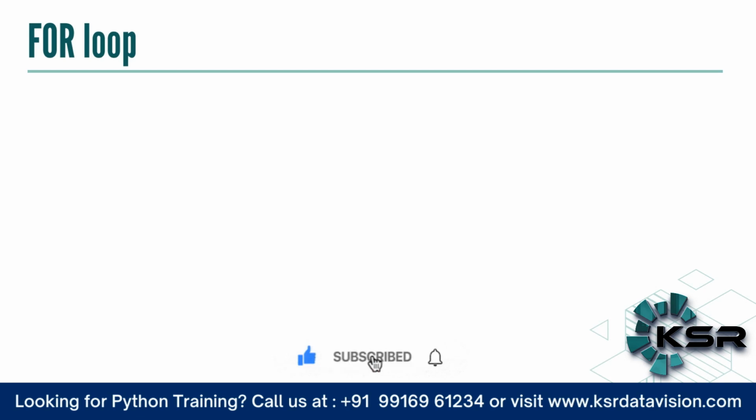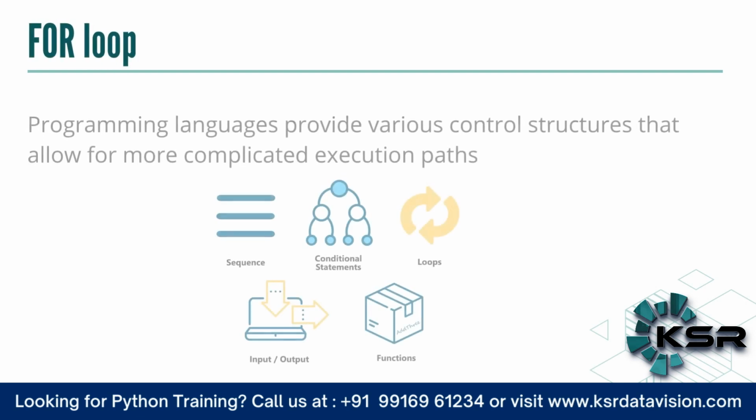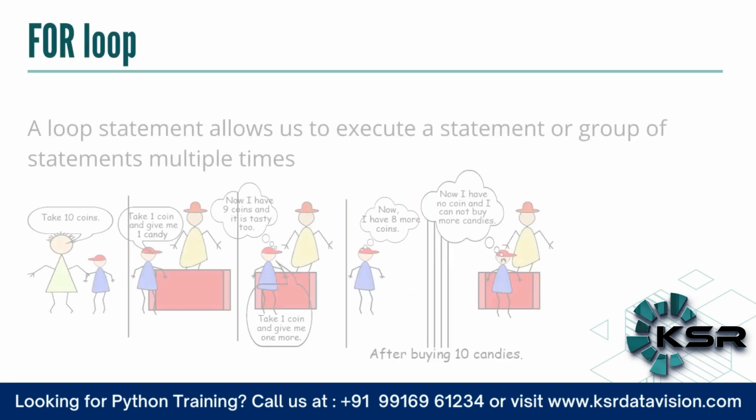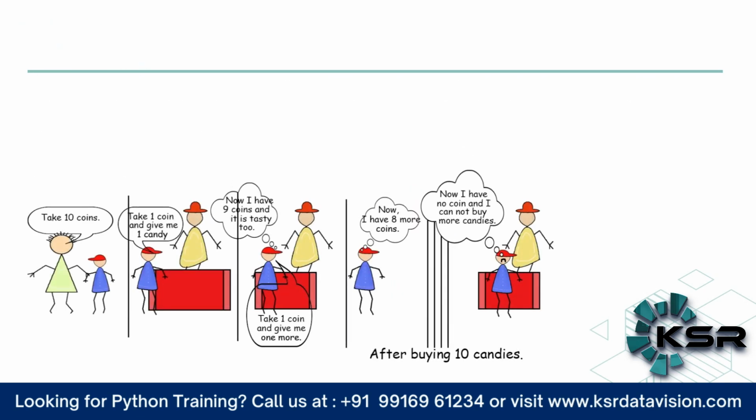Okay, so let us understand what loops are in Python. In general, statements are executed sequentially, that means one after the other. The first statement is executed first, followed by the second, and so on. Programming languages provide us various control structures that allow for more complicated execution paths. A loop statement allows us to execute a statement or a group of statements multiple times.